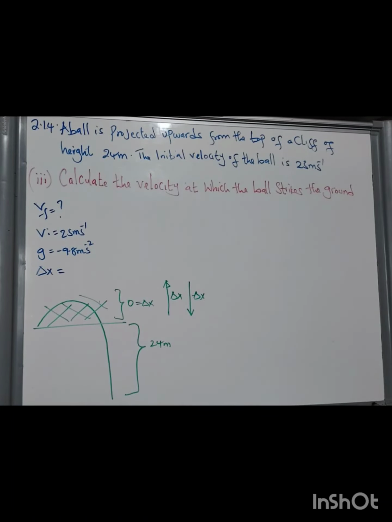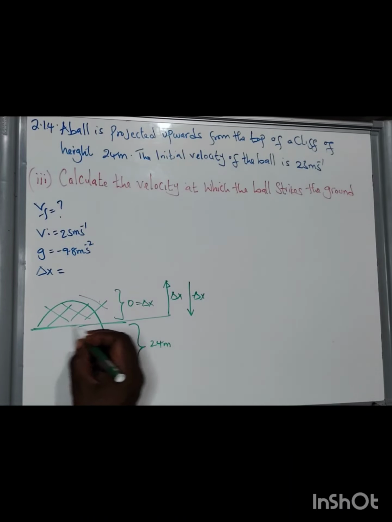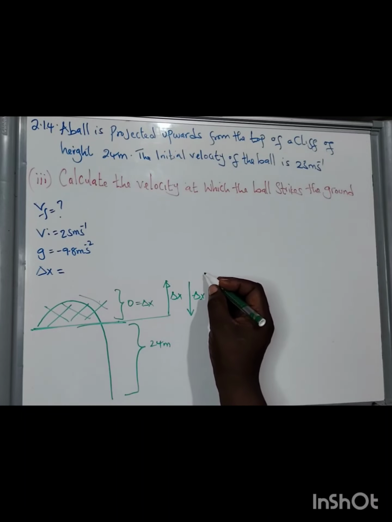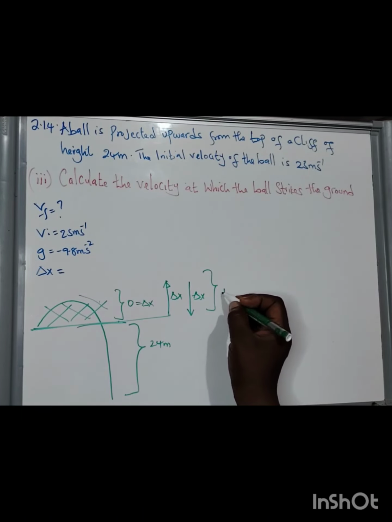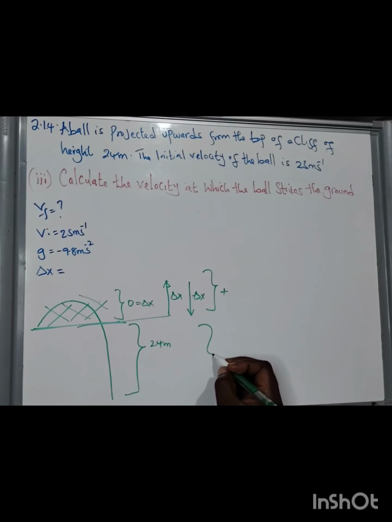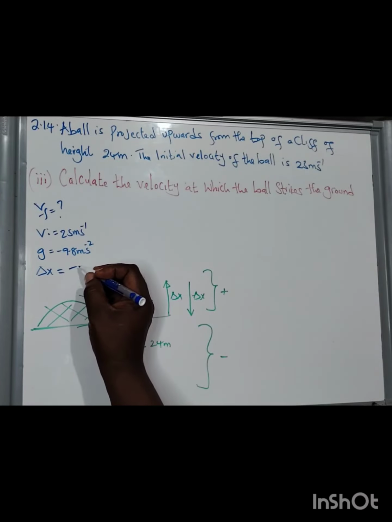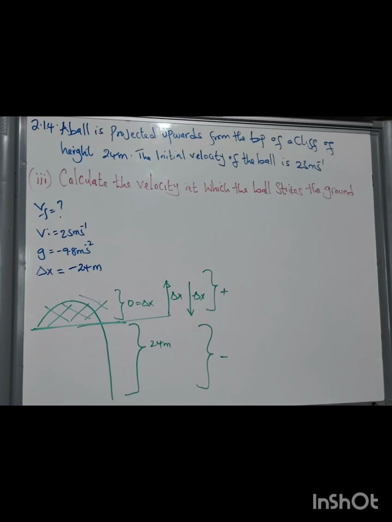But you have to recall that this point is below the point of projection. This is the point of projection, which means that if you take upward as positive, this one is going to be positive, and below the point of projection is what? Negative. So our displacement is going to be negative 24 meters.